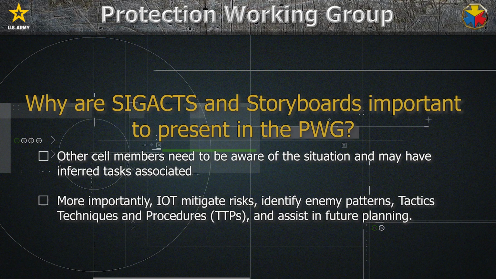Why are SIGACs and storyboards important to present in the protection working group? Other cell members need to be aware of the situation and may have inferred tasks associated. More importantly, in order to mitigate risks, identify enemy patterns, tactics, techniques, and procedures, and assist in future planning.